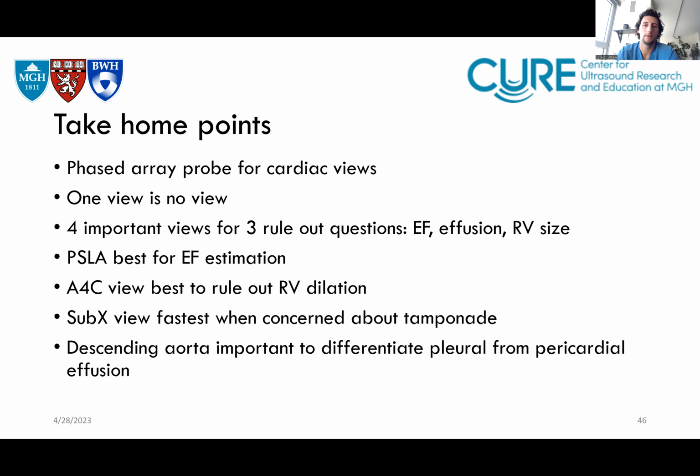So we can look at the parasternal long axis for a good estimation of the ejection fraction. Apical 4-chamber is really good to look at the RV compared to the LV. And your subxiphoid view is the best when you're looking for an effusion, checking for tamponade. And you can use that descending aorta to help you determine where that fluid actually is.